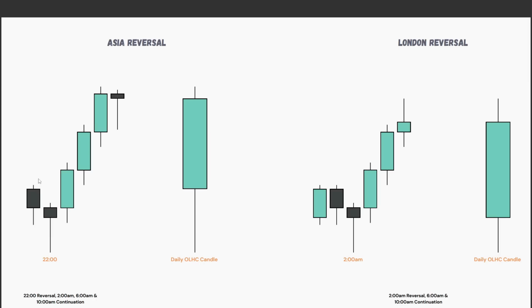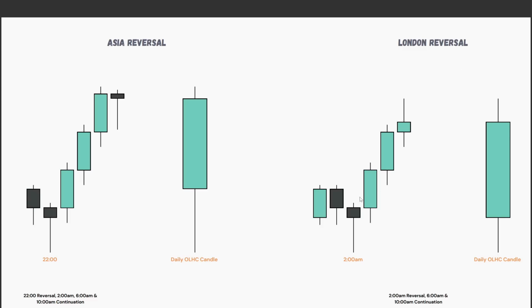Now these are the schematics. We are having the 18 candle opposing run, the 22 candle reversal, which is Asia session, and then the third, fourth, fifth candle expansion, which is the 2 a.m., the 6 a.m., and the 10 a.m. candle. The daily candle will look like this: open, low, high, and close.